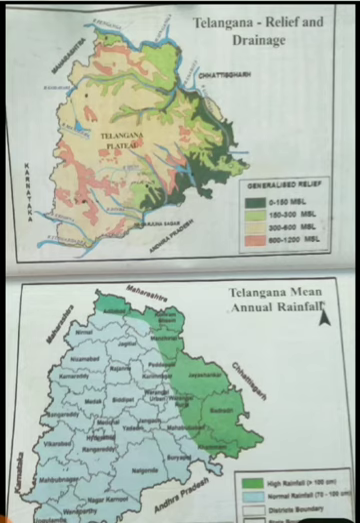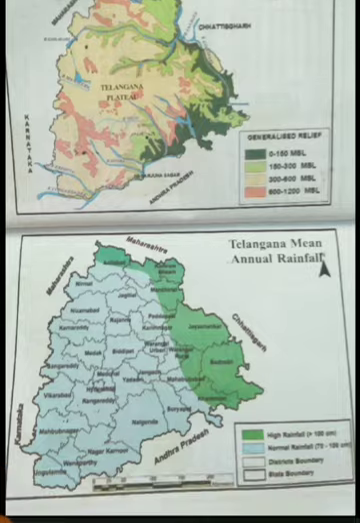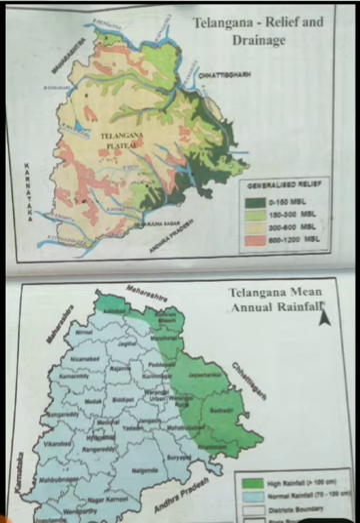Now coming to the next, Telangana mean annual rainfall, the places where the rainfall is there. See here the green is high rainfall, over 100 centimeters, in places like Adilabad, Komaram Bheem, Mancherial, Jayashankar, Bhadradri. In these places there will be heavy rainfall. Normal rainfall is for blue color, 70 to 100 centimeters. These are the district boundaries, and the state boundaries are here. This dark black color is for state boundaries.